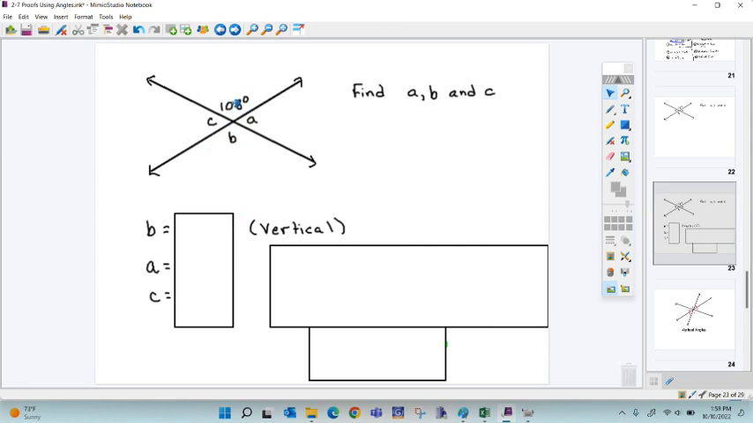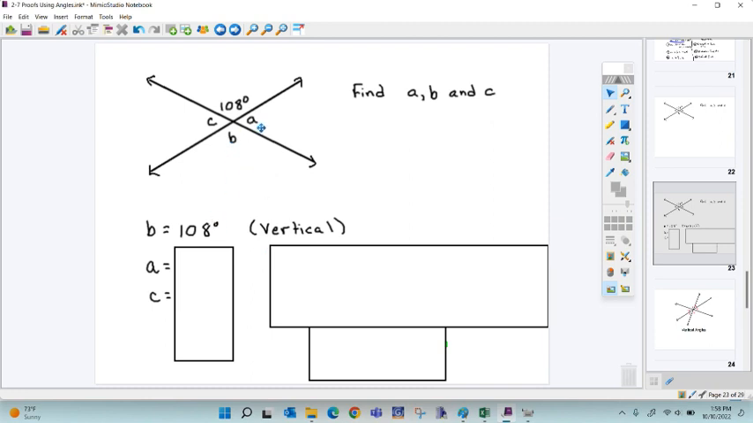What we know is that angle B is 108 because they're vertical. Now what I would suggest is possibly stopping the video and thinking for a minute and see if you can figure out what the other ones are. So if you pause, that's a fine thing to do.